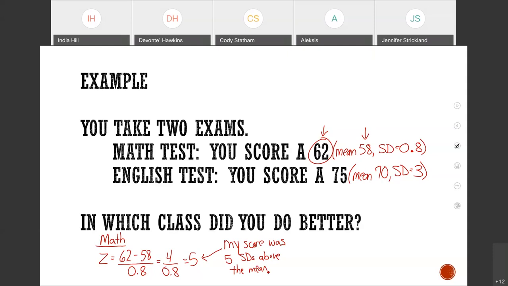All right, so let's look at the other one and then we'll compare. So the other one is the English test. We'll put it up here. All right, so how do we set up the formula for the English? What are we gonna do?